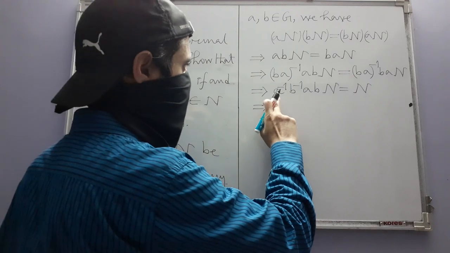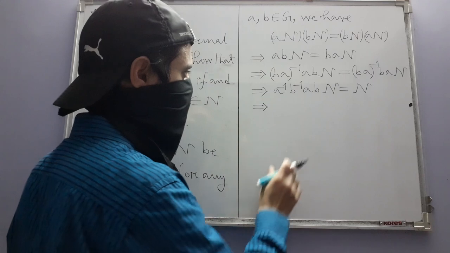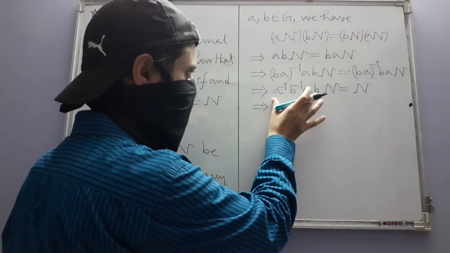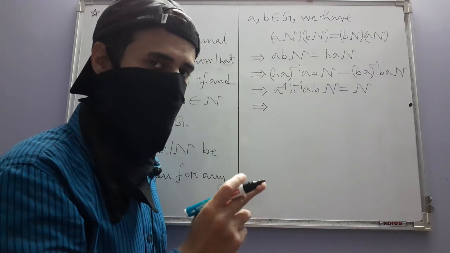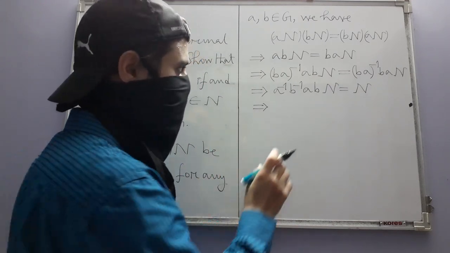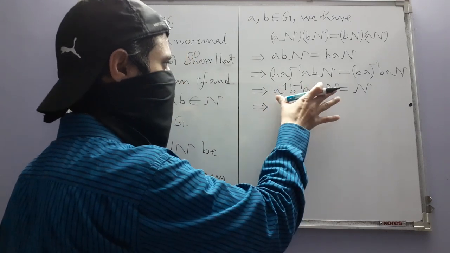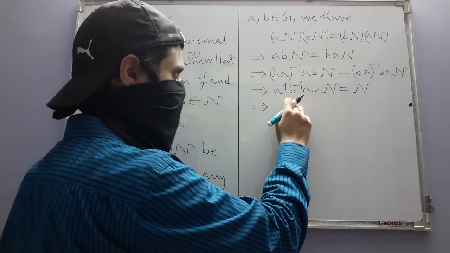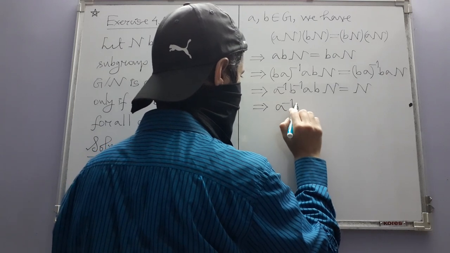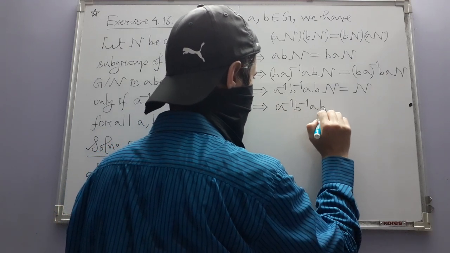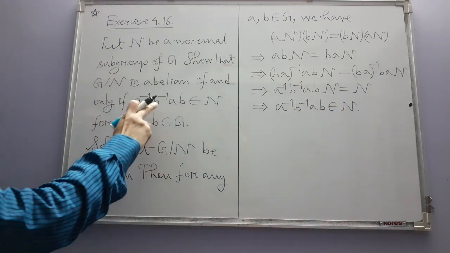Now, what are the elements that you have in this coset that appears on the left side? The elements look like this times some element of N. If that element of N you choose to be the identity element, then you get just this element. So this element belongs to this coset, so it also has to belong to N. So that means, okay, that's how we have this condition.